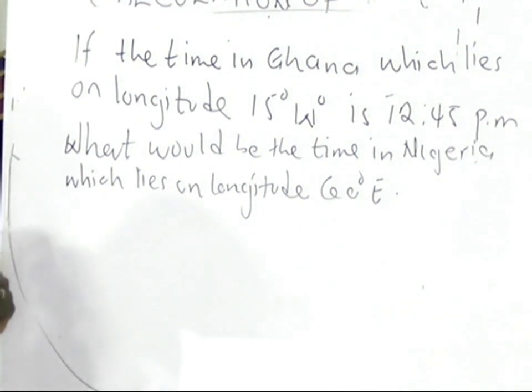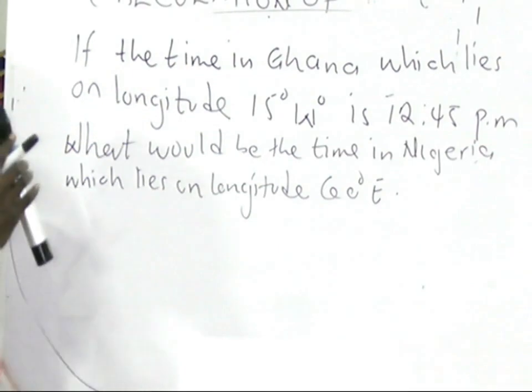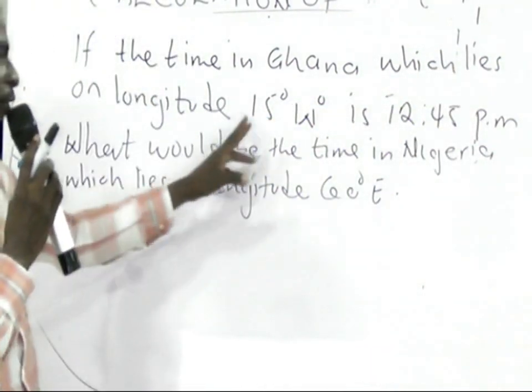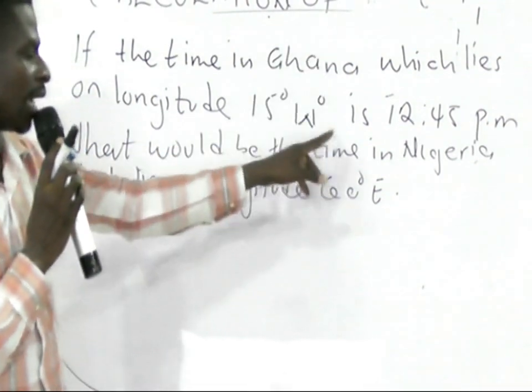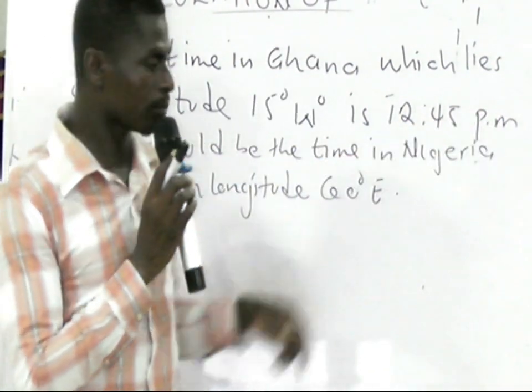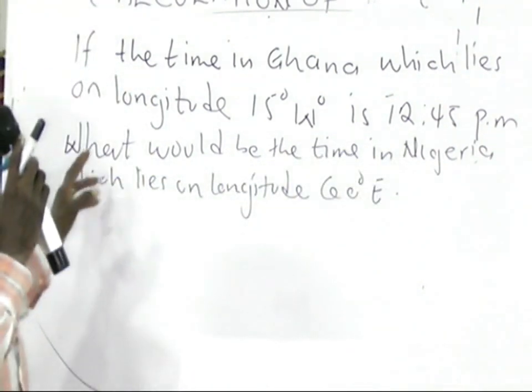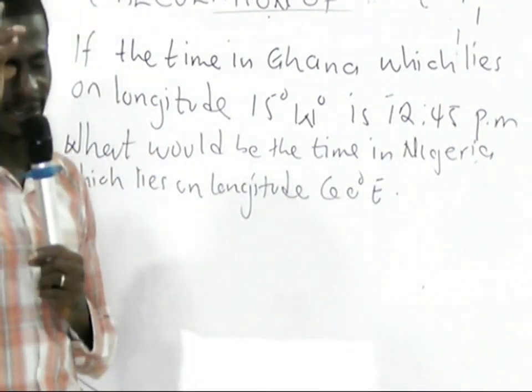Good. So let's take a question like this. If the time in Ghana, which lies on longitude 15 degrees west, is 12:45 p.m., what will be the time in Nigeria, which lies on longitude 60 degrees east?